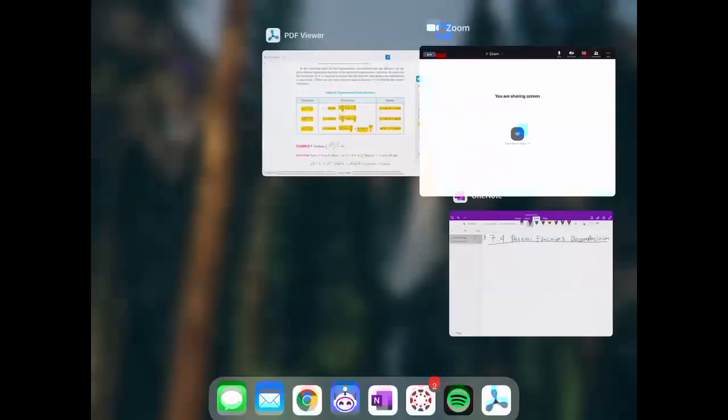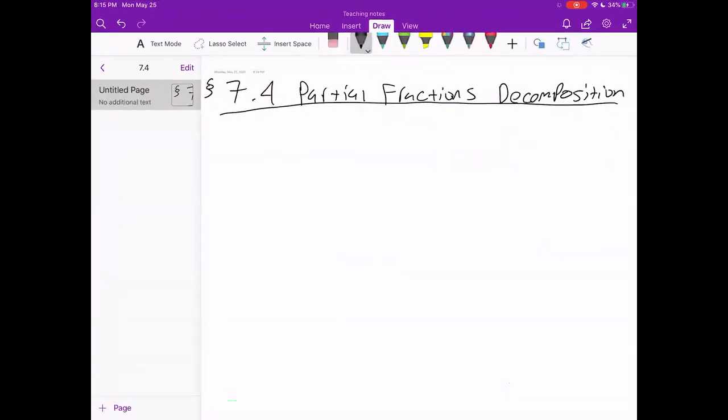Alrighty, so this is the start of section 7.4. We're going to talk about a new method of integration called partial fractions decomposition. So this should be new for just about everybody, if I had to bet. I don't think they teach this if you do a calc course in high school. I don't think this usually gets covered. But the big idea behind partial fractions is this.